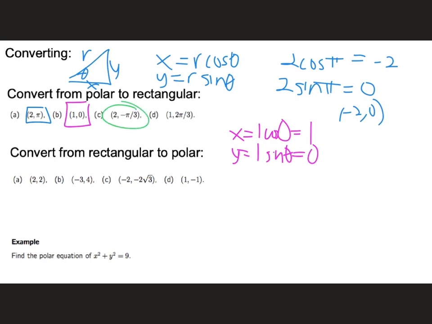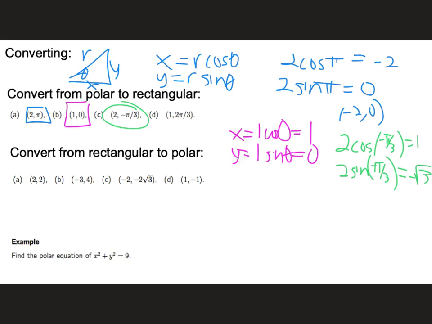And then 2, negative pi over 3. So that's going to be 2 cosine negative pi over 3 for the x. So cosine of pi over 3 is 1/2. Negative pi over 3 is also 1/2. And then half of 2 is 1. And then 2 sine negative pi over 3, sorry. Sine of pi over 3 is root 3 over 2. Negative pi over 3 would be negative root 3 over 2, times 2 is negative root 3. So that would be the point 1 comma negative root 3.